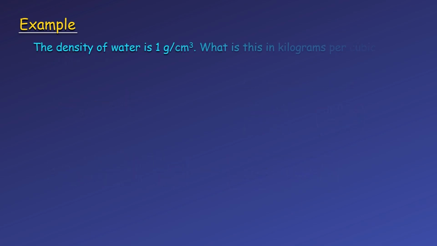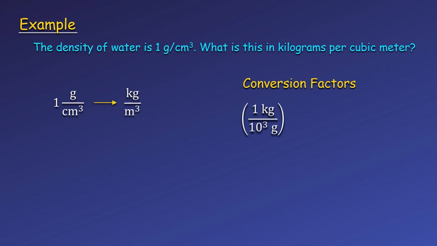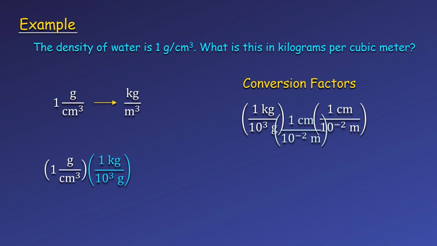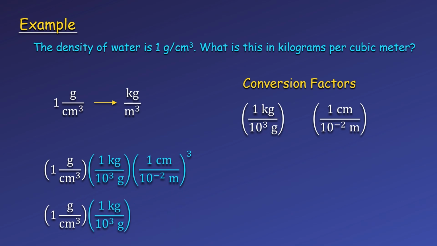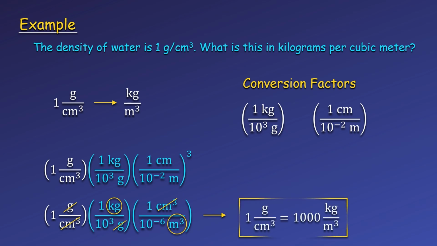The next example gives us the density of water in grams per cubic centimeter and asks us to find the density in kilograms per cubic meter. To do this, we'll need to know 1 kilogram is equal to 10 to the third grams, or 1,000 grams, and 1 centimeter is equal to 10 to the minus 2 meters. Now we multiply by both conversion factors, but our conversion from centimeters to meters will only cancel one of our centimeters on bottom and leave us with 1 factor of meters. So we'll need to apply this conversion factor 3 times, or cube it. I'll distribute the exponent so I can cancel my units, and we're left with 1 gram per cubic centimeter is equal to 1,000 kilograms per cubic meter.